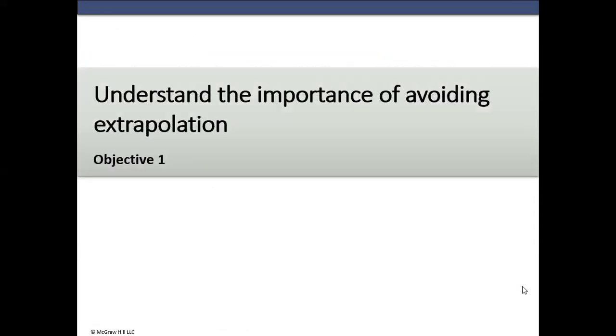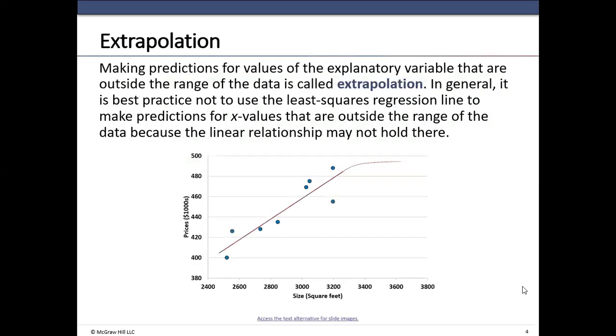Understand the importance of avoiding extrapolation. Making predictions for values of the explanatory variables that are outside the range of the data is called extrapolation. For example, if you look at the horizontal axis, size in square feet, it ends at around 3,200 feet. The maximum value is 3,200 square feet, corresponding to one of the ordered pairs on the top. And the minimum X value is around 2,500 square feet, which is the lowest point.